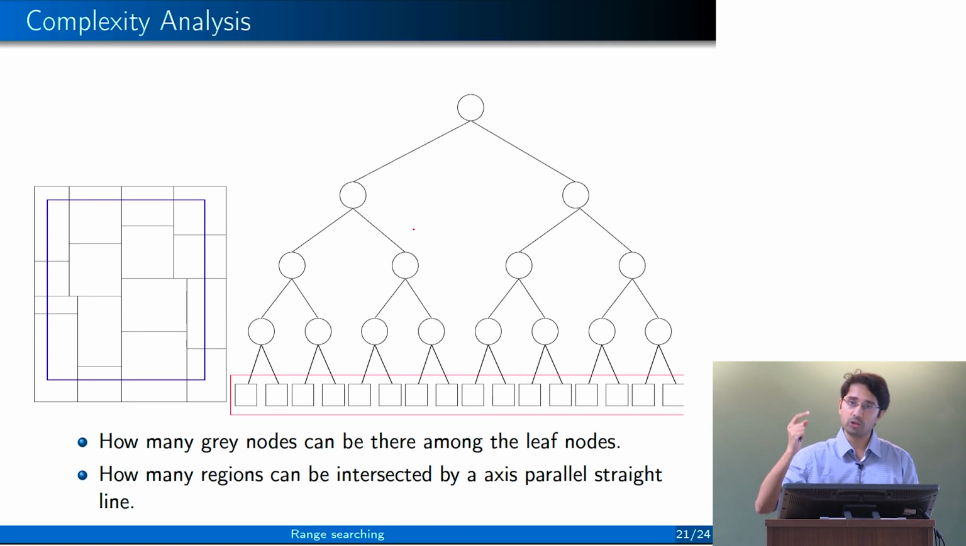Grey nodes are those nodes which are partially inside the query rectangle, right? Right? Are you with me?